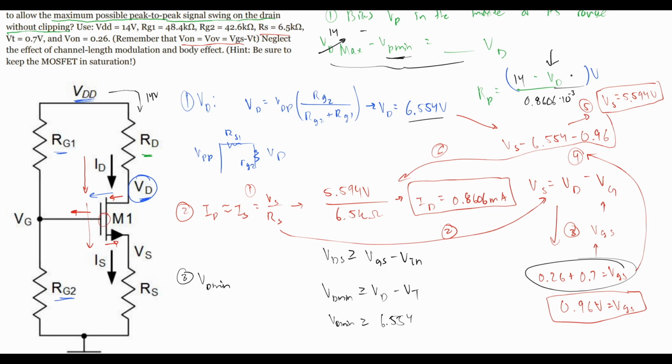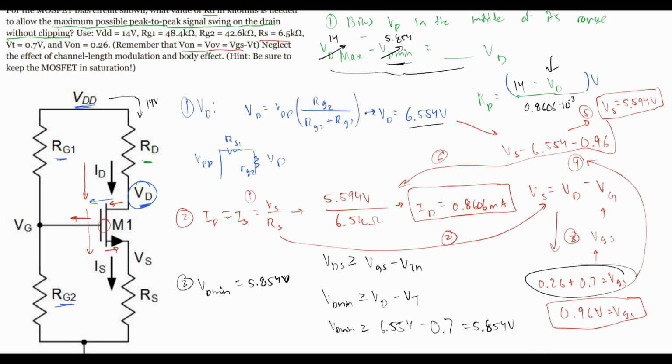Now the VD that we're plugging inside of the equation right here is the one after we have all of these values set up. So that means we're going to have to subtract our VT, which is 0.7. And after we do this, we are going to get an approximate value of about 5.854 volts. And so that means our VD minimum is going to be 5.854 volts. And so we can say that this is what that is right here. So hopefully that all makes sense. If it doesn't, you can always watch it back, and all the steps are labeled out very clearly.